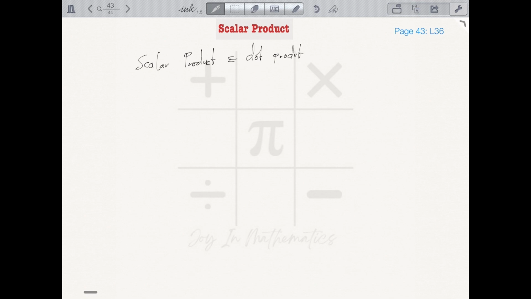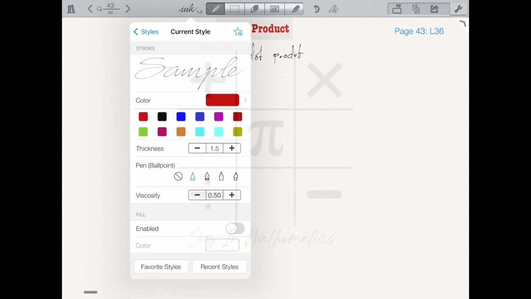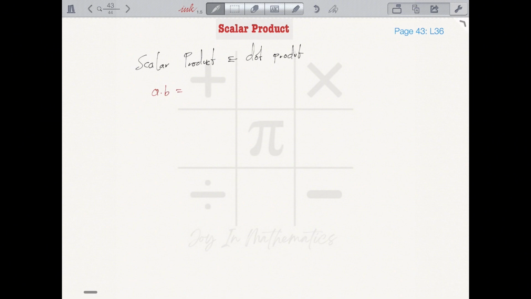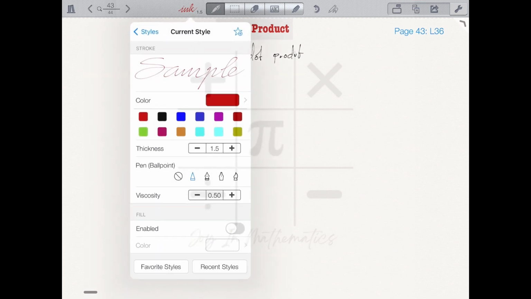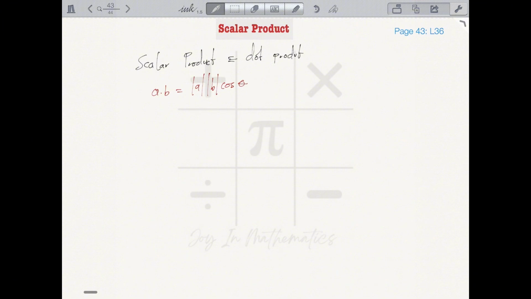It's called dot product because we have A dot B being multiplied together. In this case, we have a formula that A dot B is equal to the modulus of A multiplied by the modulus of B cos theta. Now, let's say A is a vector in this direction and B is a vector in this direction, we can have our angle theta.